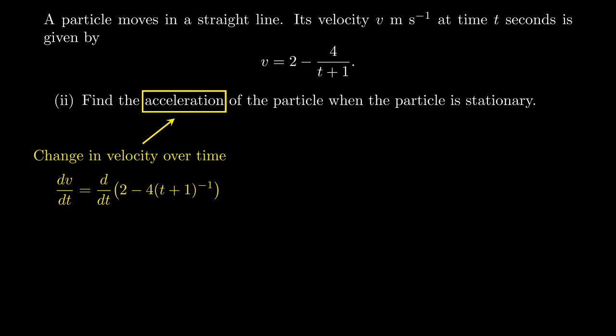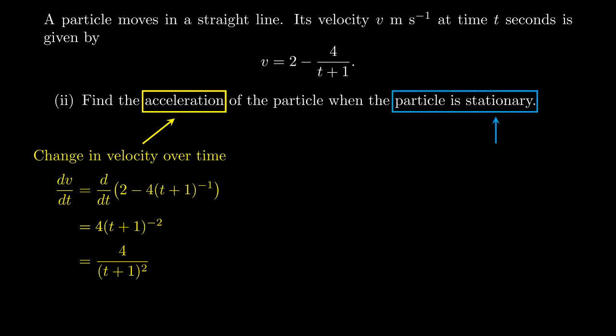And so, of course, the 2 will vanish, and the negative 1 hops down, leaving you with a positive 4. Then you get a power of negative 2. Okay, and so that we can rewrite as 4 over (t plus 1) squared. Okay, but that's the acceleration of the particle at any given point in time. They want one particular value of t for when the particle is stationary.